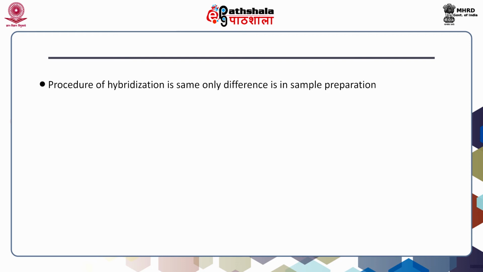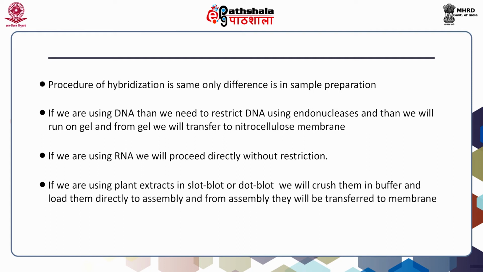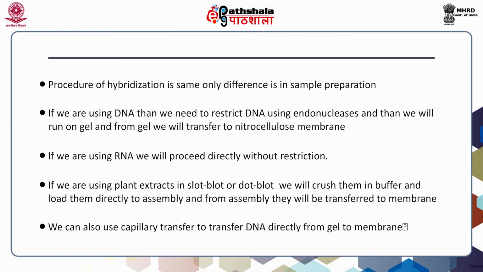The procedure of hybridization is the same, but it varies in sample preparation. If we are using DNA, then we need to restrict the DNA using endonucleases, and then we will run it on the gel, and from the gel we will transfer to the nitrocellulose membrane. If we are using RNA, there is no need to restrict. If we are using plant extract in Slot-Blot or Dot-Blot, we will crush them in a buffer and then load them directly to the assembly, and from the assembly they will be transferred to the membrane. We can also use capillary transfer to transfer DNA directly from the gel to the membrane.